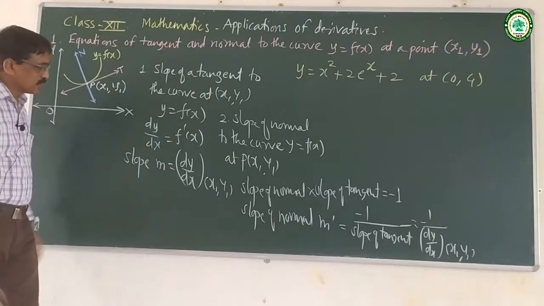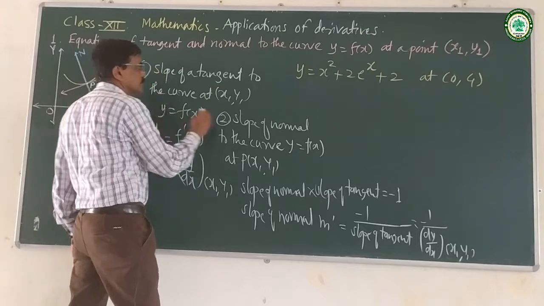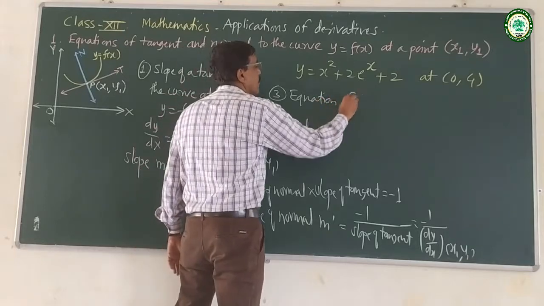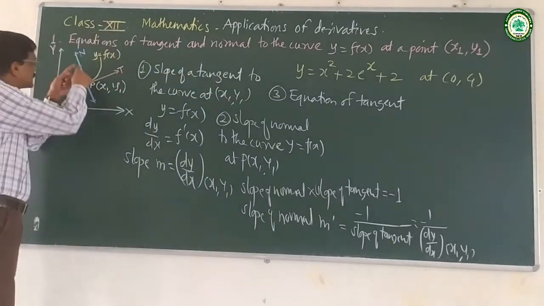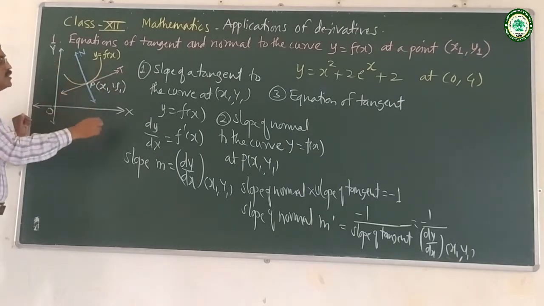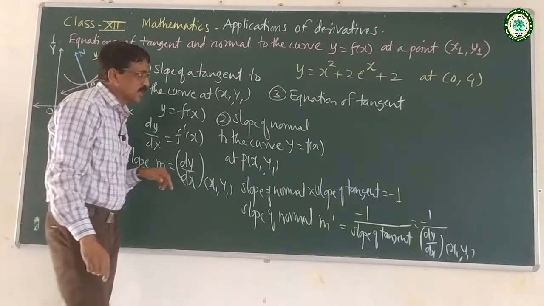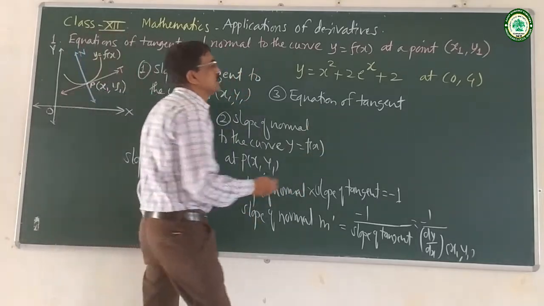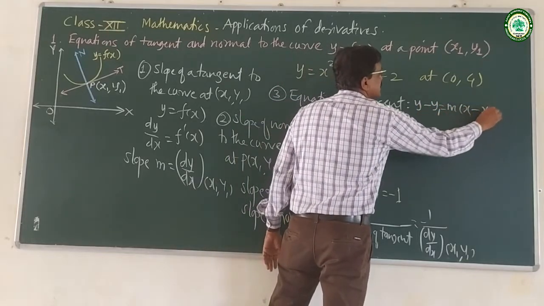of tangent and normal. So how to find equation of tangent? See, third point is equation of tangent. See, this line is a tangent. There is a point P x1 y1 on it. P lies on both tangent and normal. So we are given one point on the tangent and we know its slope is m. Therefore, what is the equation of a line having slope m and passing through the point x1 y1? It is y minus y1 is equal to m into x minus x1.